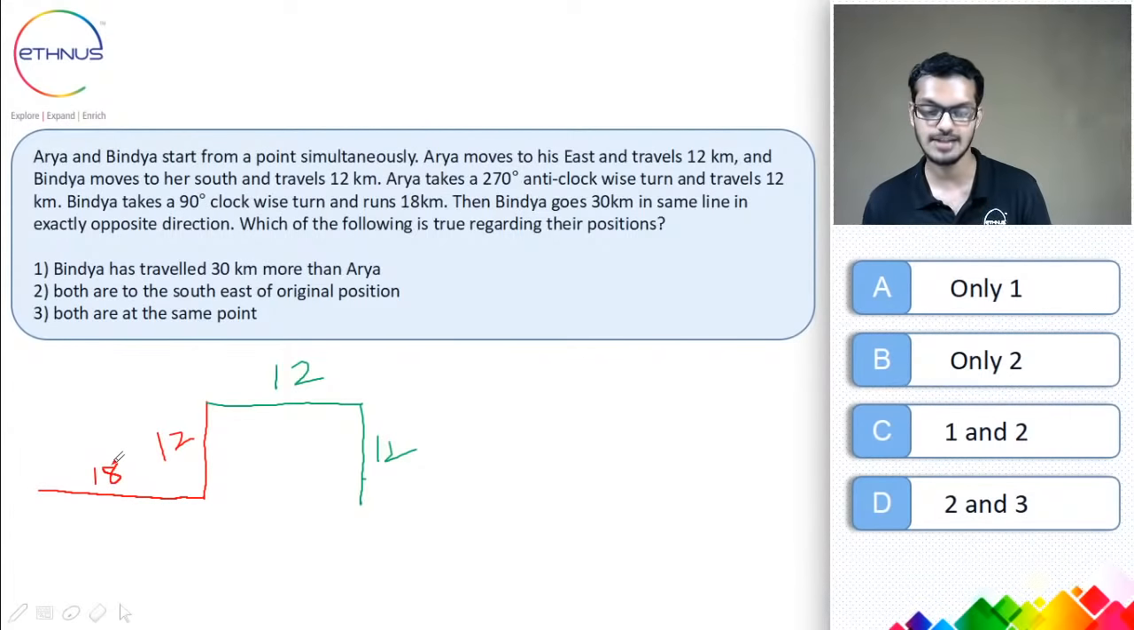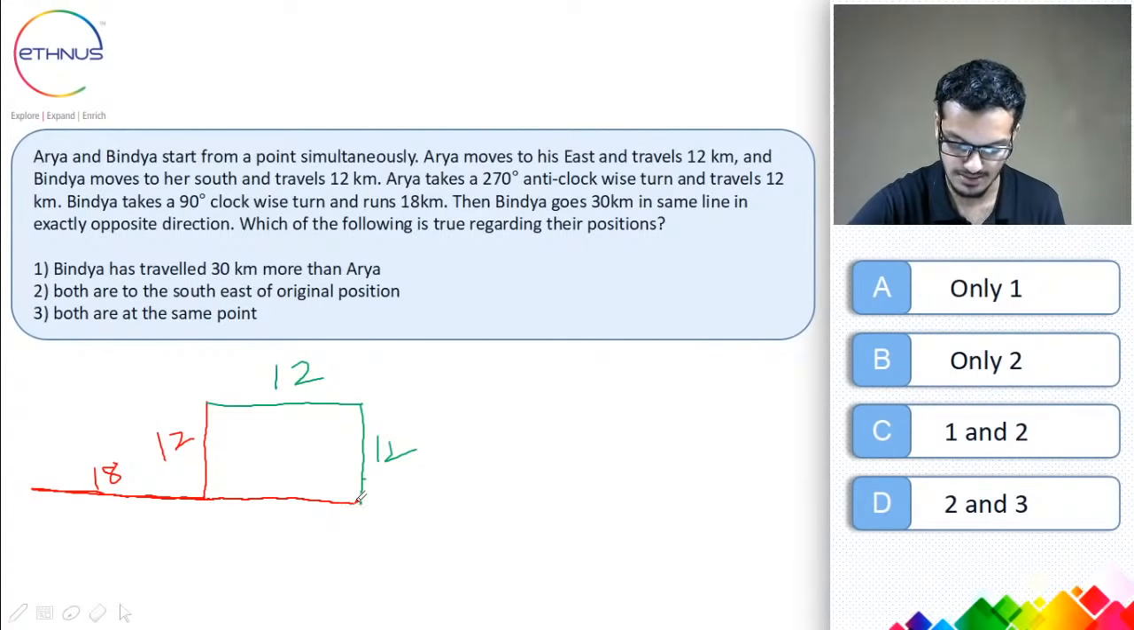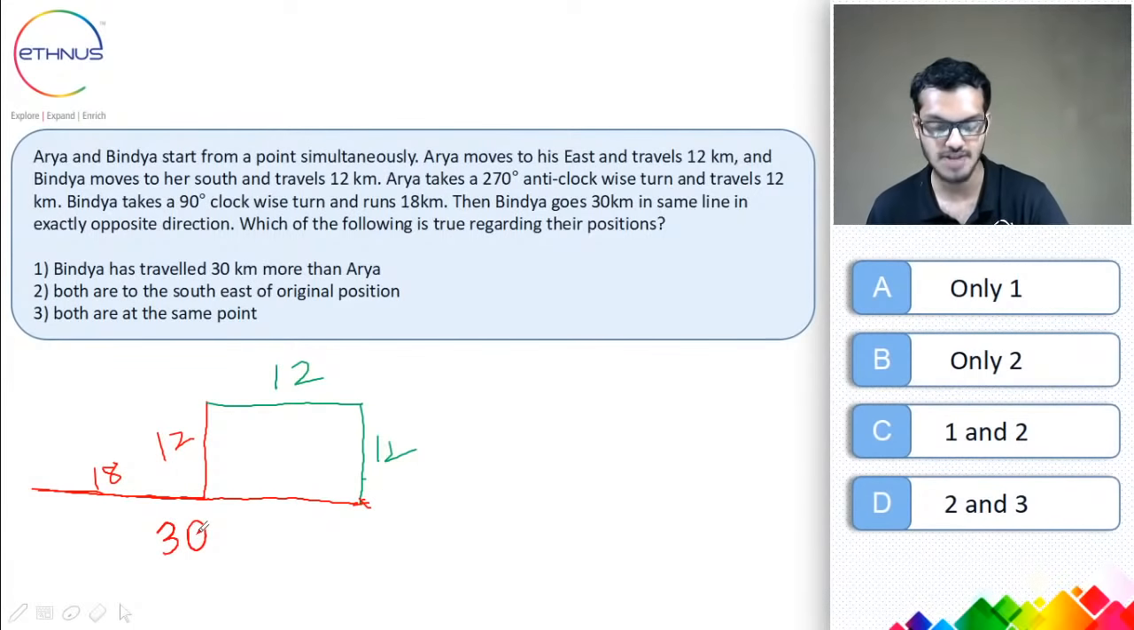Okay. After that, Bindya goes 30 kilometers in the same line in exactly the opposite direction. So exactly opposite direction 18. The remaining is 12 to complete 30. So this is where they meet. Okay. So finally they meet at this particular point. The question is, which of the following is true regarding this position? Okay. So this will be 30 kilometers here. Bindya has traveled 30 kilometers more than Arya. Is it true?